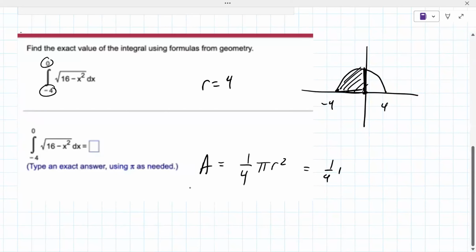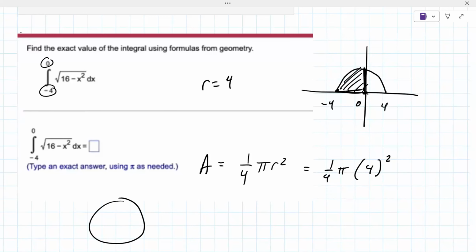Why do we want a quarter of it, or a fourth? From -4 to 0 is the x values. Wouldn't that be a half? It is, but it's half of a half. This is a full circle, so that's pi r squared. If we look at the top half, that's a half. And if we cut that in half again, that's another half. Oh, okay. Never mind.